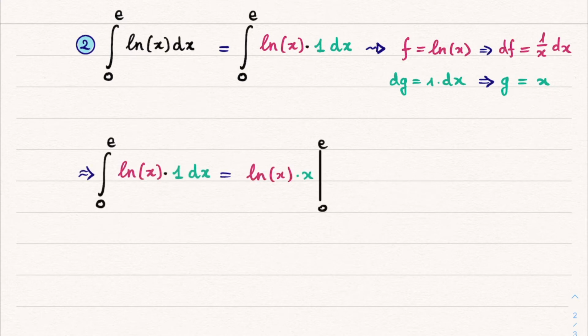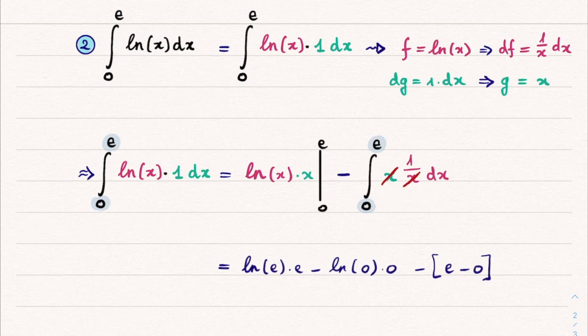Filling in our formula, we get the ln of x times x filled in at the boundaries, 0 and e, and minus the integral of x times 1 over x dx from 0 to e. We cancel out these x's in the integral, and we are left with a trivial integral. Computing these terms, we get the ln of e times e minus the ln of 0 times 0 minus e. Because the ln of e is simply equal to 1, we are left with e minus e, which is evidently 0.